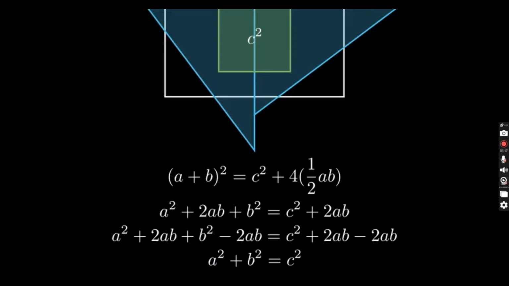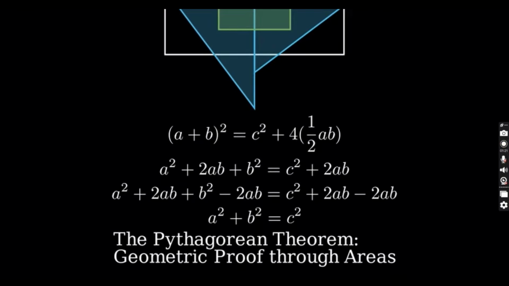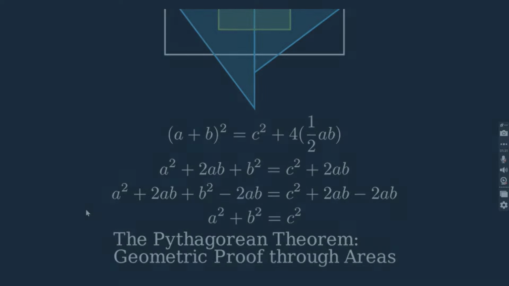A squared plus b squared equals c squared. And thus we have proven the Pythagorean theorem using a geometric approach. This proof shows us not just that the theorem is true, but why it's true through the relationship between areas.